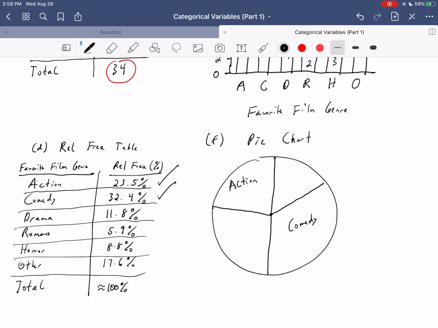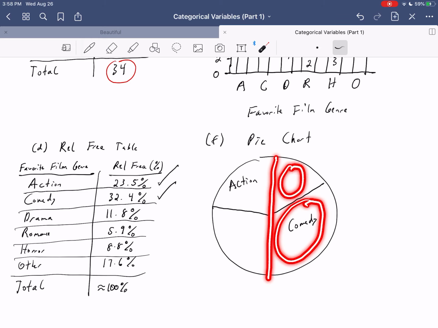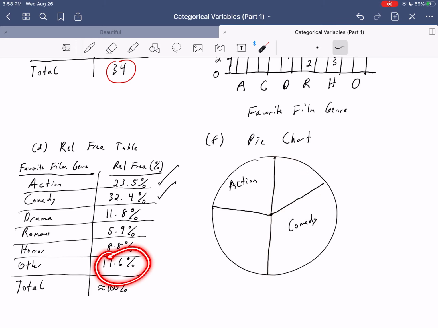All right. Now we'll just have to make some rough estimates. If this is about 50% and this is about that 32, then this should be about 18 that remains, which is about that other. So I guess we could just call that the other piece there. That seems roughly accurate. And if we actually add these, we can see that comedy plus other, 32.4 plus 17.6, actually does give us 50%. So that's a pretty good job there.